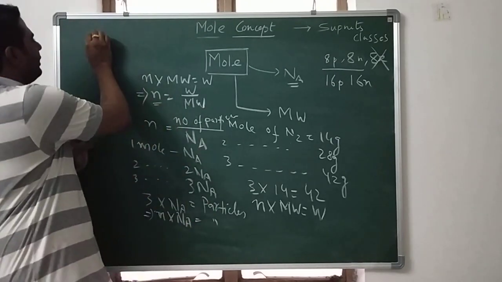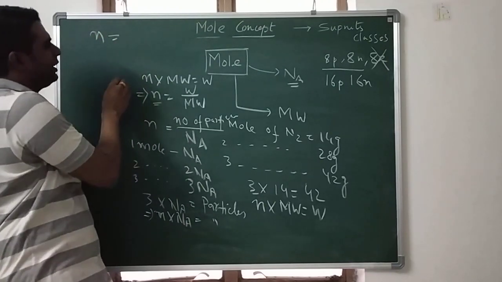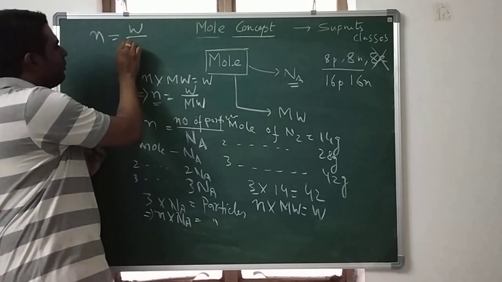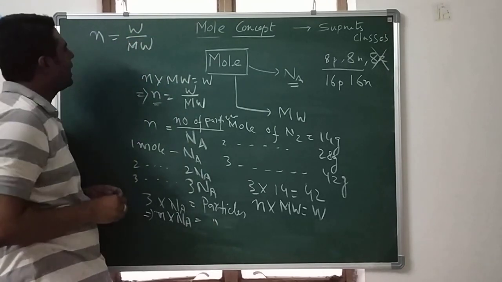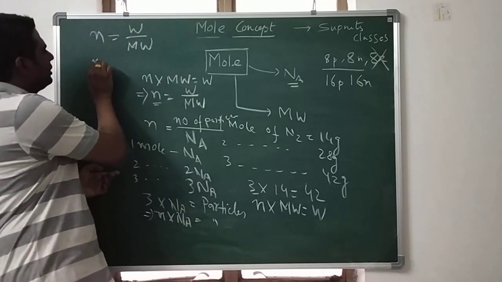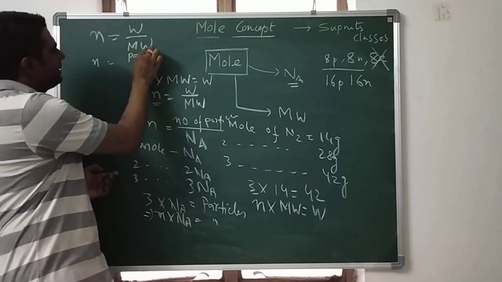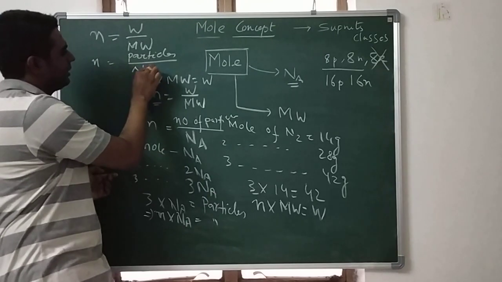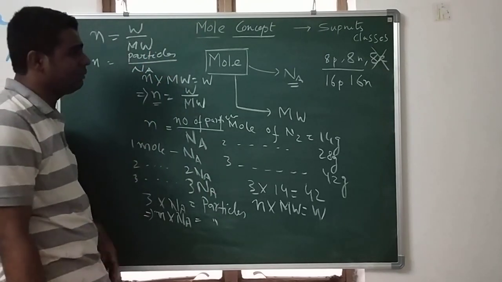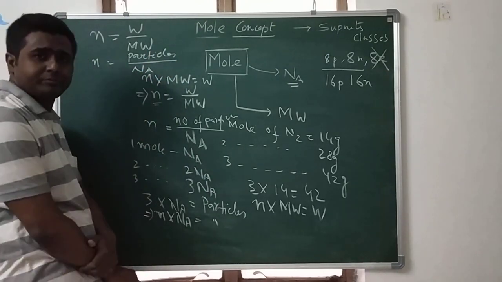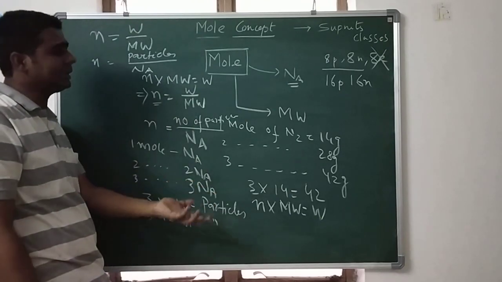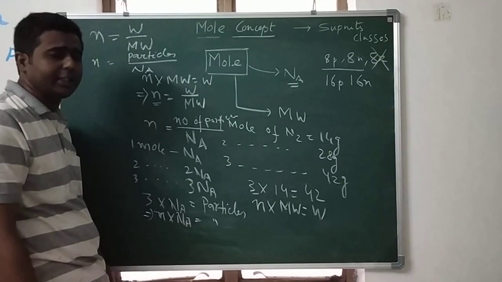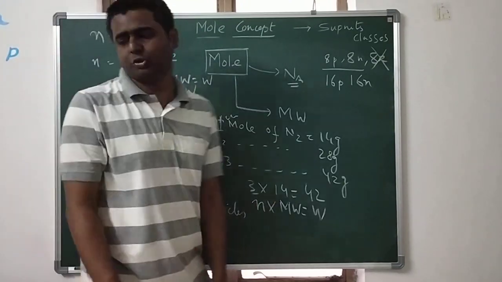So you have got 2 formulas over here. One is, if some weight is given, number of moles is equal to weight by molecular weight. Another one, number of moles is equal to particles by Avogadro's number. Now this particle may be atom, may be molecule, may be electron, may be proton, anything. ठीक है? 1 mole electron भी हो सकता है. It is not that it has to be 1 mole of sodium or 1 mole of oxygen. It may be 1 mole of electrons also.